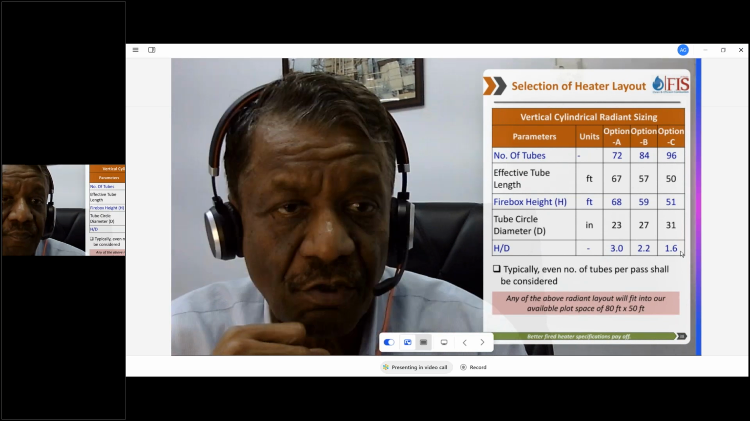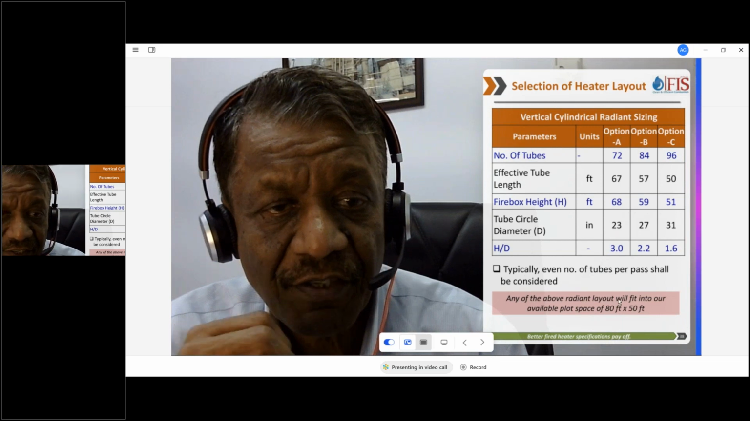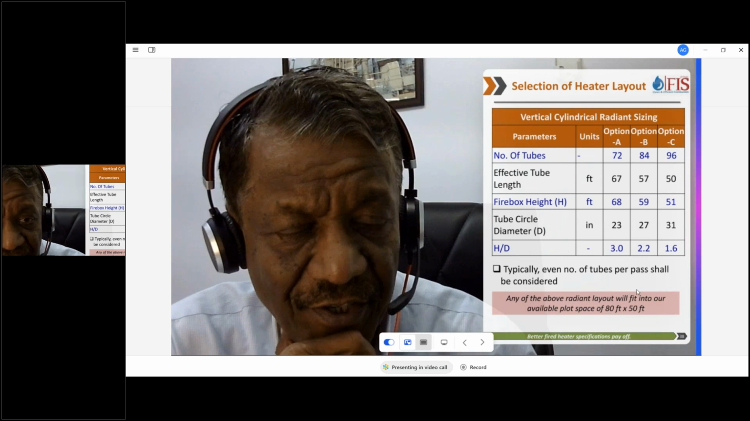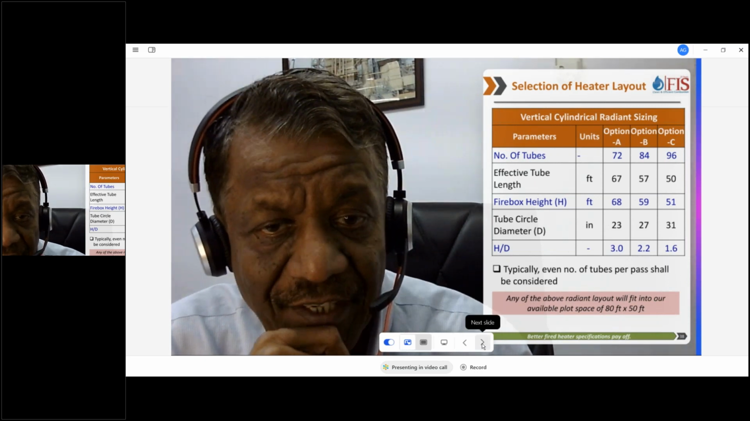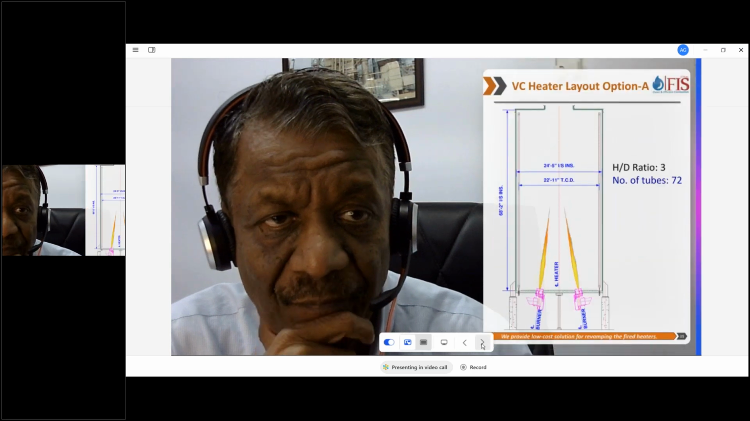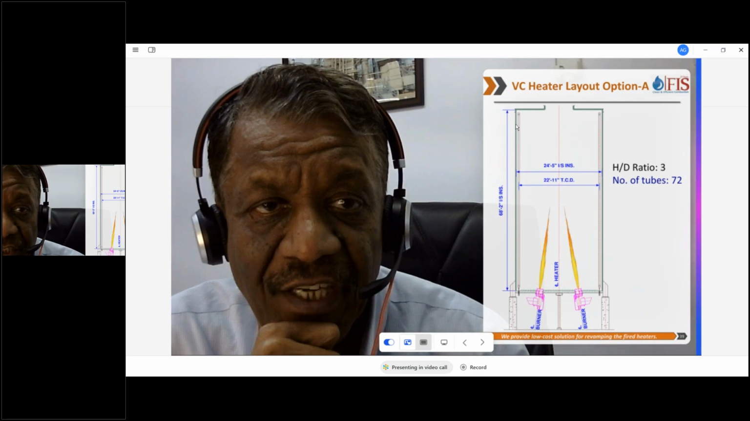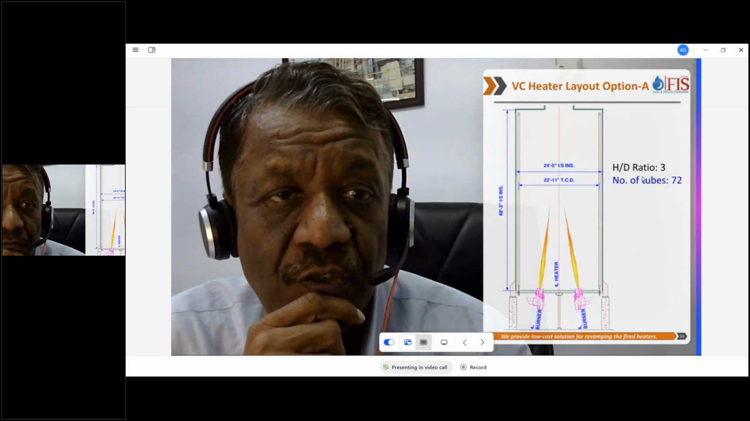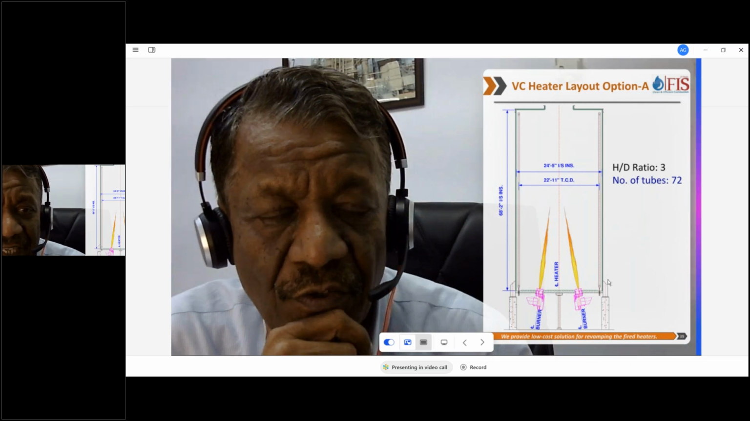So anyway, if we have a tube circle diameter of 23 or 27, I think we can definitely fit it in our plot space of 80 feet by 50 feet. So we move ahead. I will show you what we mean. This is the first design, which is H by D of 3. So 72 tubes, 68 foot length. We looked at it, but we did not like it.